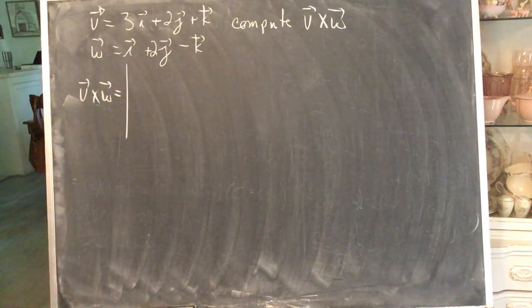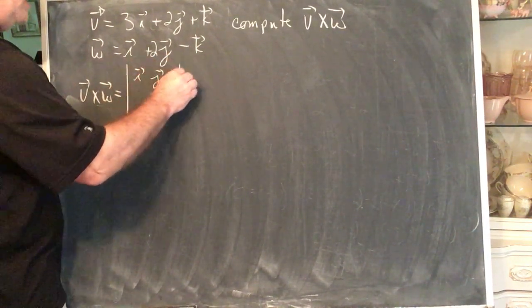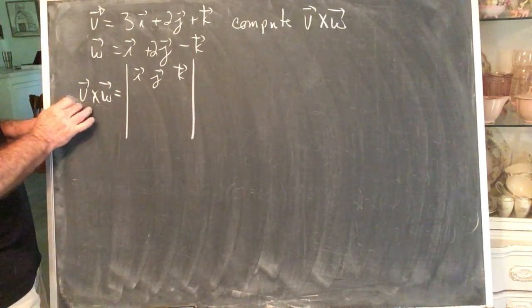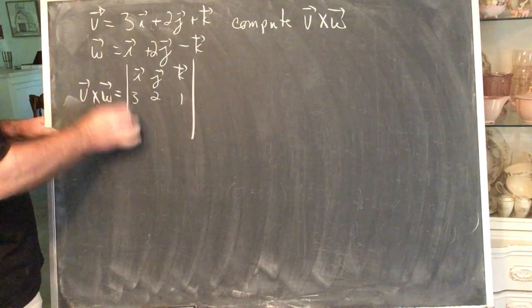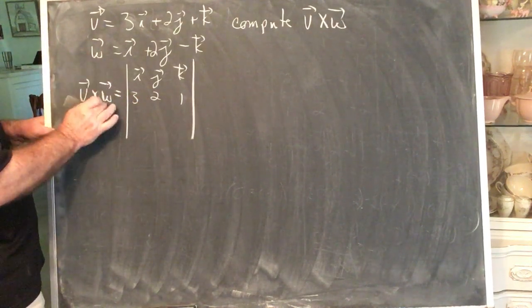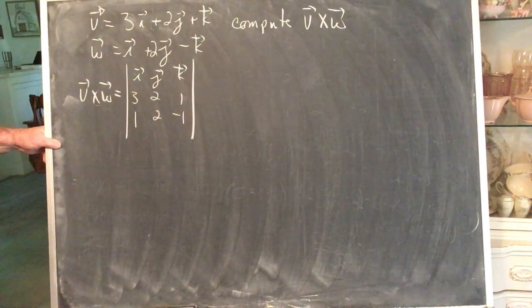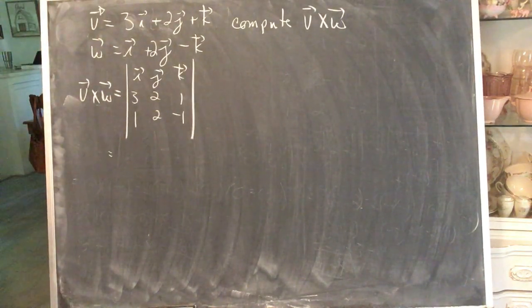You take the determinant. Across the top, you put the I, J, K vectors. The second row is the first vector, those components. In this case, 3, 2, 1, vector V. The third row are the components of the second vector listed. So this is 1, 2, negative 1. All right? And you compute the determinant of that. That is the cross product. What you compute out of this should be a vector. Well, let's see what we get.